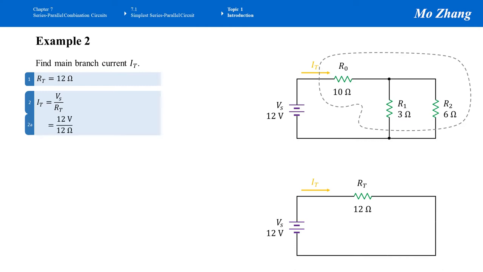Next, we can substitute the numbers into it. Vs equals to 12 volt and RT equals to 12 ohm. The current equals to 1 amp. So here shows the reason why we need to find the total resistance of the circuit. The next step, we can find the current, the main branch current. Once we know current, we can find more things, such as the current in every branch, and the power dissipated on every resistor, the voltage drops on every resistor, perhaps the total power dissipated in the system.